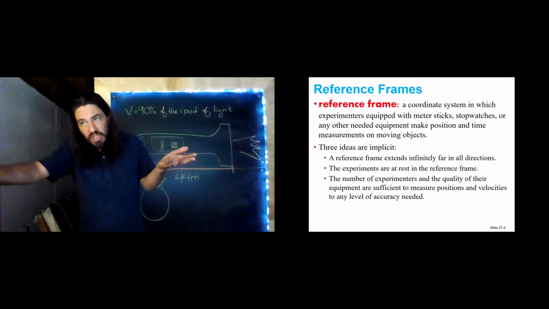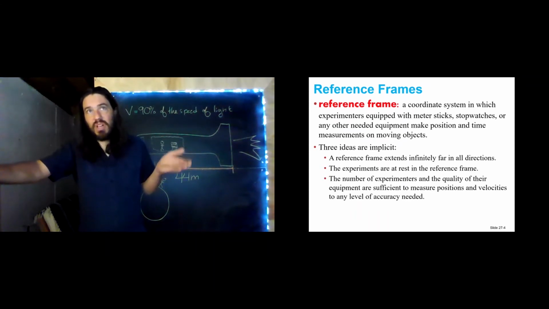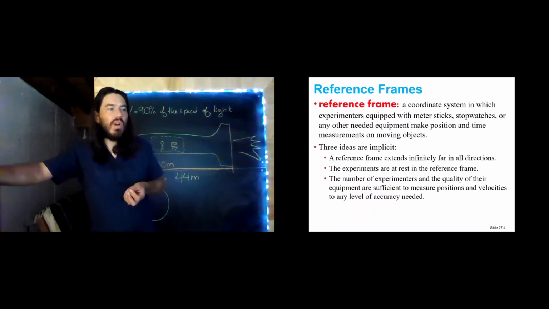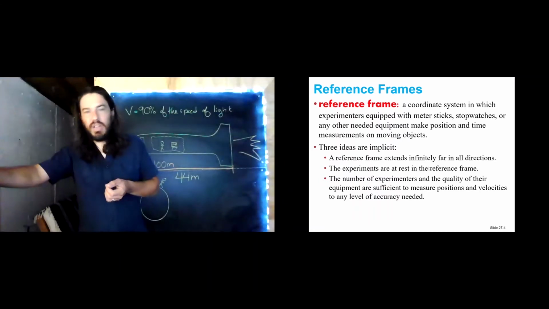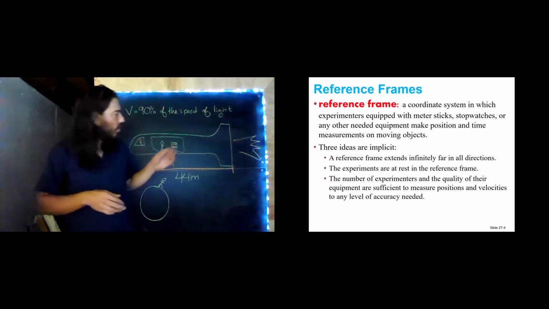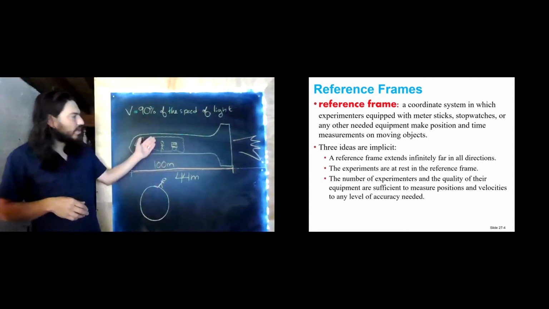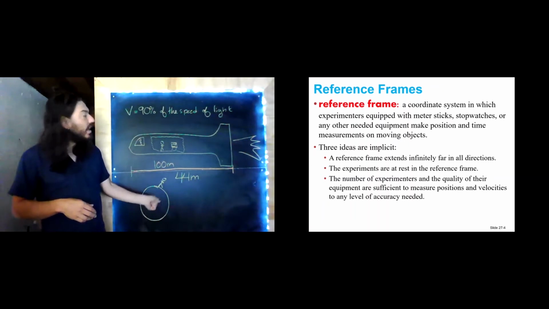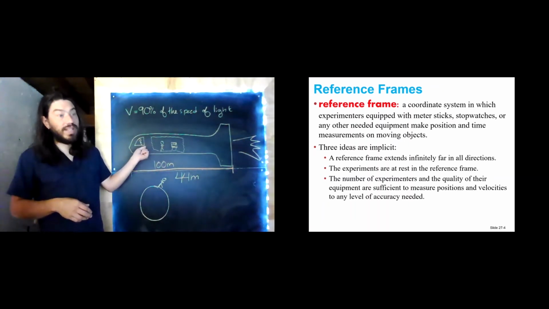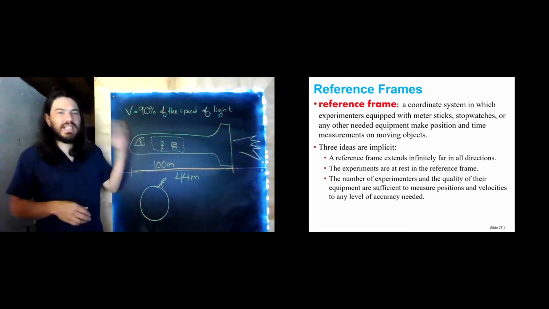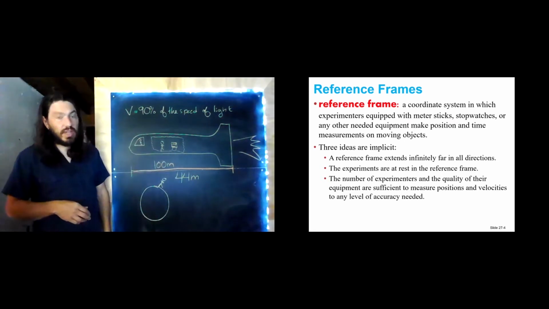Okay. So we've actually been dealing with reference frames all along. I just really haven't used that terminology. There are some ideas here that are implicit in the idea of a reference frame. A reference frame extends infinitely far in all directions. So when I talked about this example here, I'm talking about two different reference frames: the reference frame of the person on Earth, and the reference frame of the person in the spaceship. These overlap, and they extend infinitely in all directions.